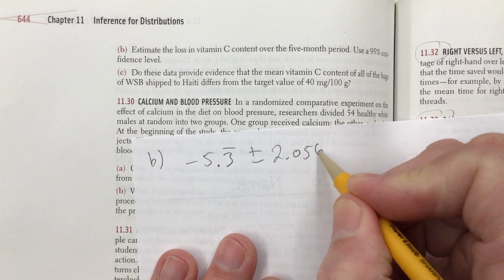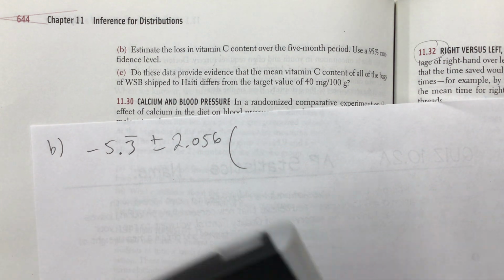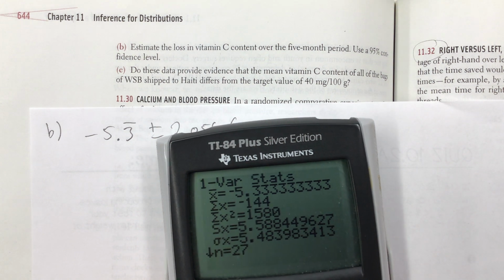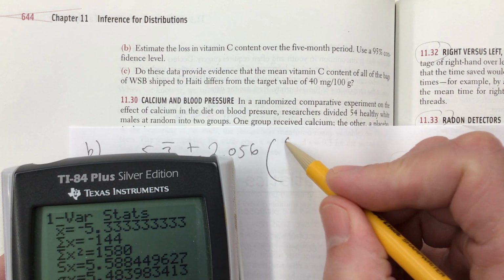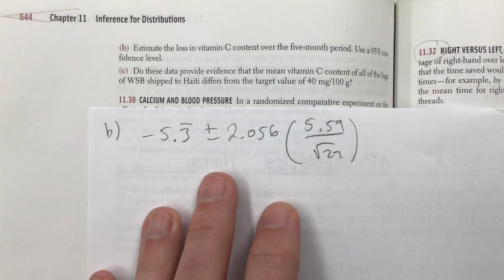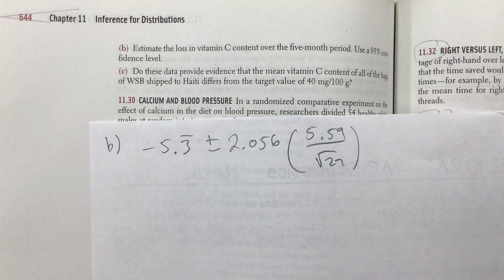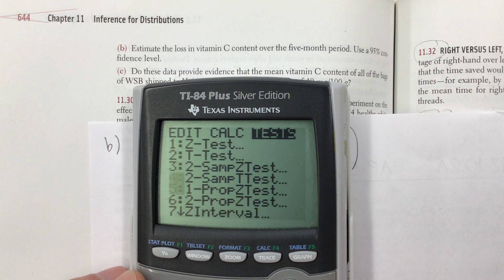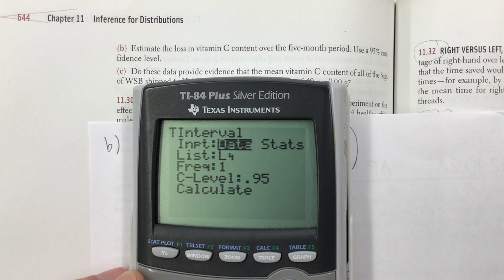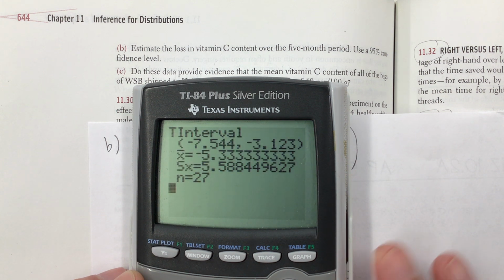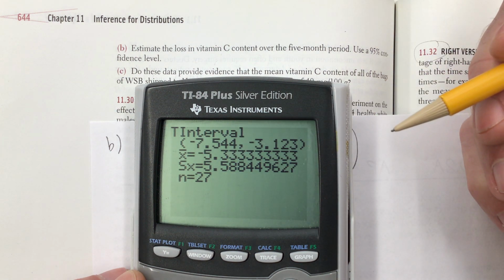So 2.056. Okay, multiplied by our standard deviation. I forgot what that was. There we are. 5.59 over square root of 27. Okay, so there would be our confidence interval. Again, you can now calculate that. Go to stat, go to test, and if you scroll down, you'll find a t-interval. And there we go. Calculating. There's our interval. Okay.